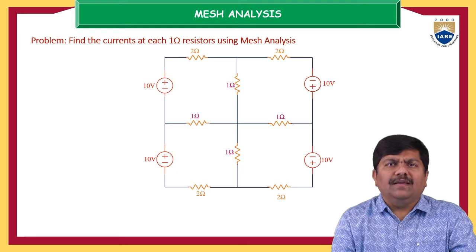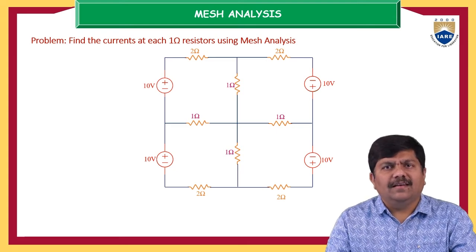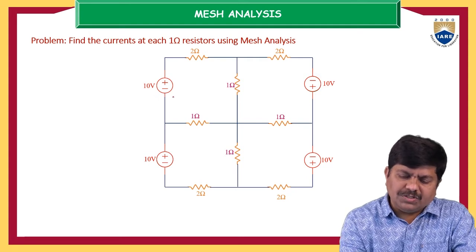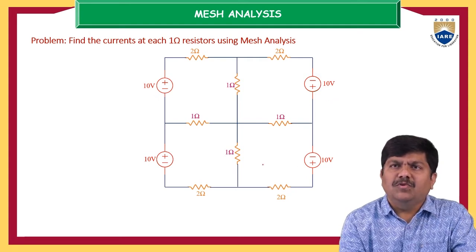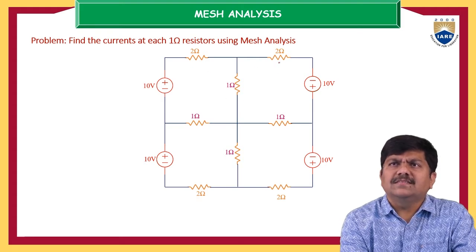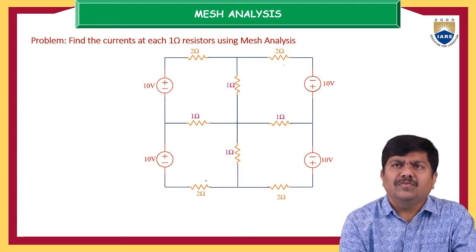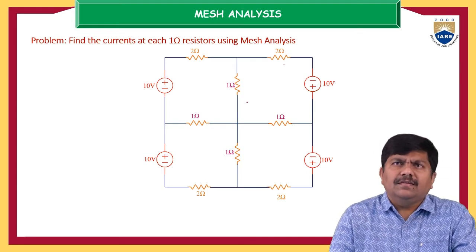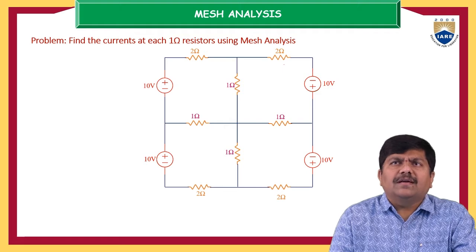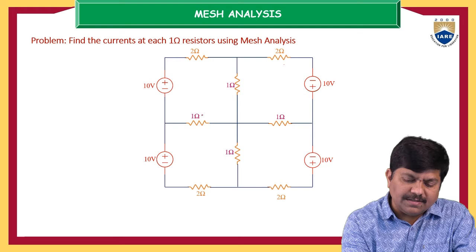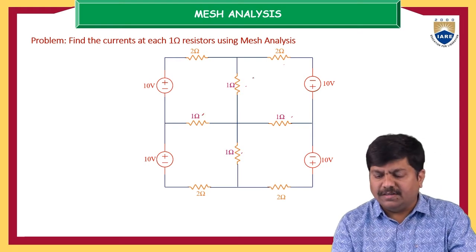I am going to take one simple electrical network having 4 loops here, 10 volts, and this is another 10 volts, 10 volts and 10 volts. The sides are 2 ohm resistances, 2 ohm each, and the diagonal elements are 1 ohm each. Here the problem is, what will be the current in the 1 ohm resistor using mesh analysis? What is the resultant current in each 1 ohm resistor?